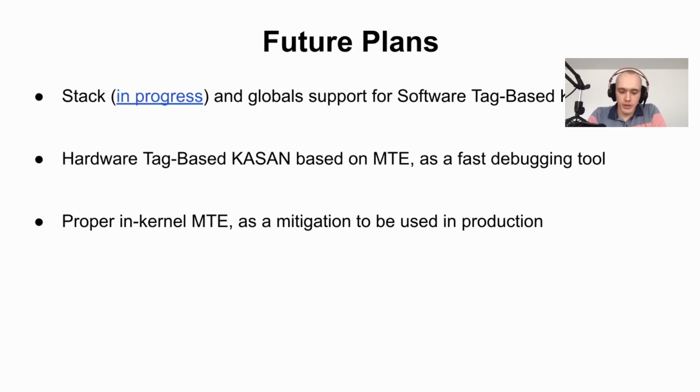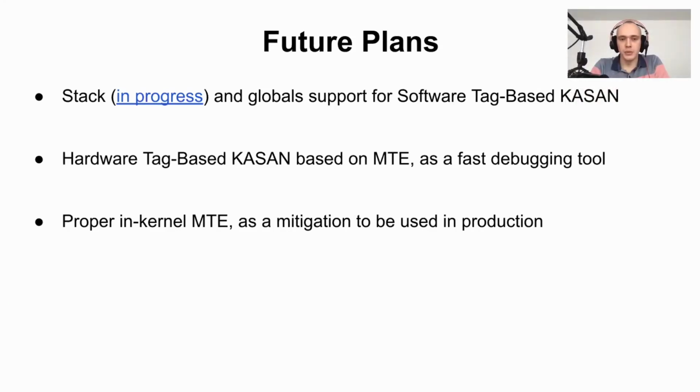So currently what we have is the software implementation of memory tagging for the kernel in the form of software tag-based KASAN. Currently, it only covers the heap memory or the slab memory, how it's called in case of the kernel. And the first thing we would want to do is to add stack and global support for it as well, to be able to detect bugs in stack and globals. The stack is currently in progress, and globals will be addressed after that.